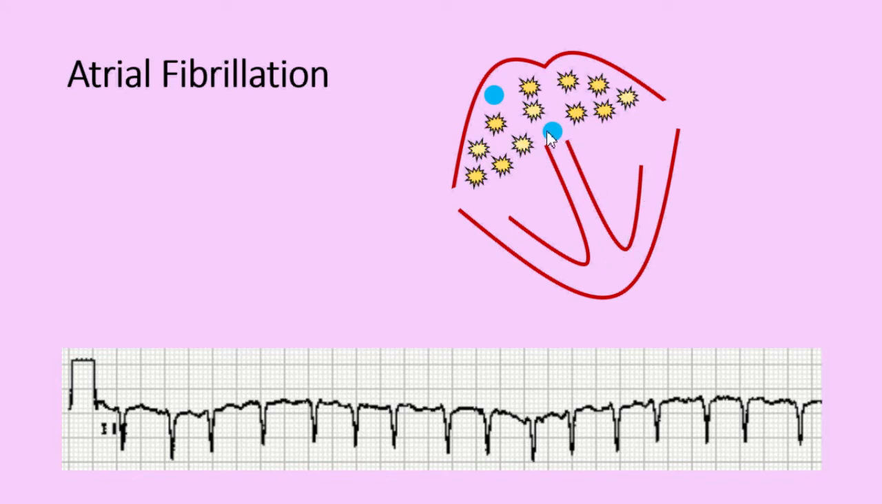The AV node typically does a pretty good job of limiting the amount of impulses that go through, but when you have so many of these going off at the same time, you eventually get some of them that are able to go through and depolarize the ventricles. Since this happens randomly, we get the classic irregularly irregular rhythm that you would see on an EKG strip.